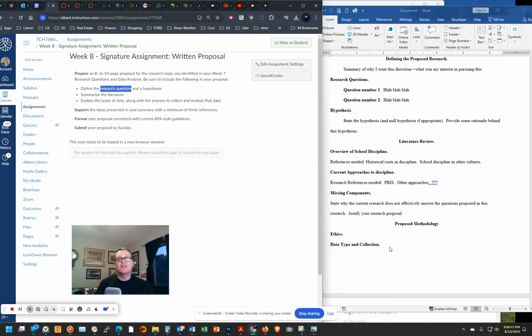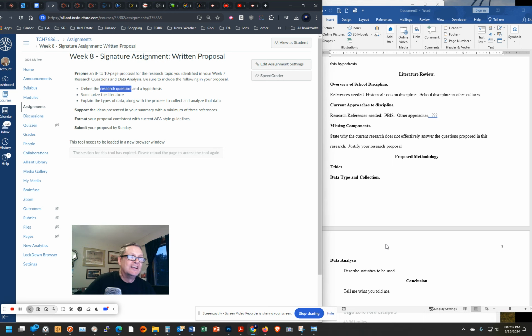So data type and collection, what kinds of data are you using, and what's the collection method? How will the data remain anonymous? How will you guarantee that nobody will connect the dots and say, I know what this discipline issue was about, or I know why this category of discipline was so great. It's because little Johnny staged a revolt, or I don't know. Hopefully not that.